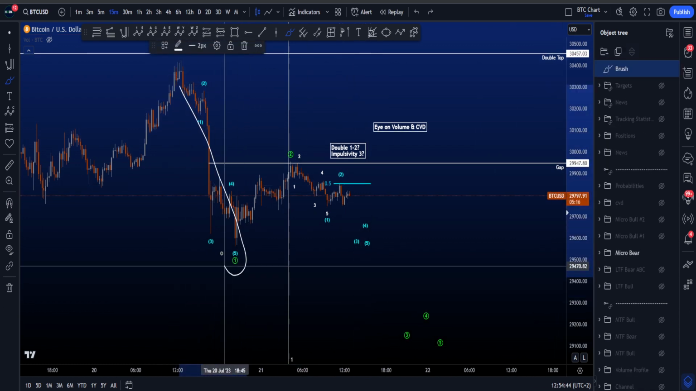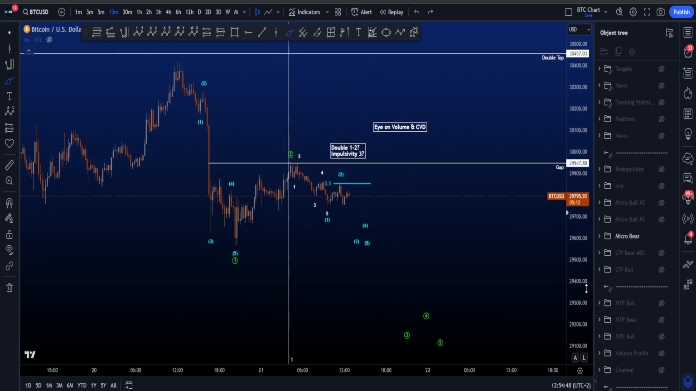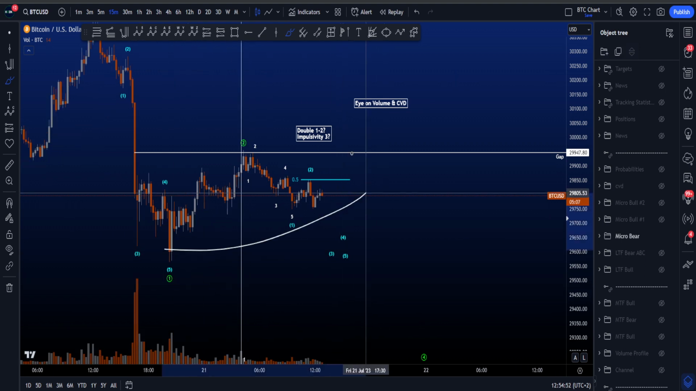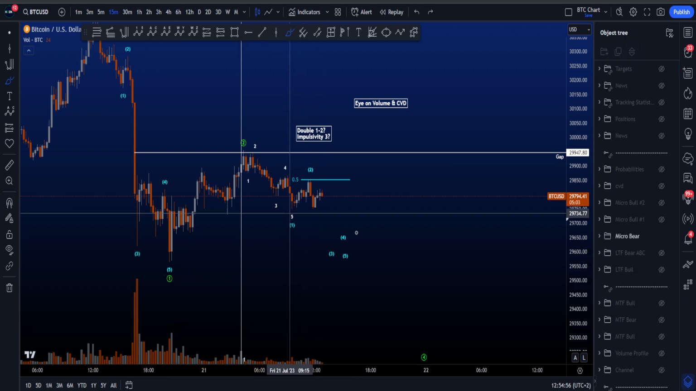So this is a wave 1 over here, followed by a wave 2, and now we want to see a wave 3 to the downside. That also means that we want to see volume pick up, and to be honest, volume in this range in general has been incredibly low, as you can see as well.